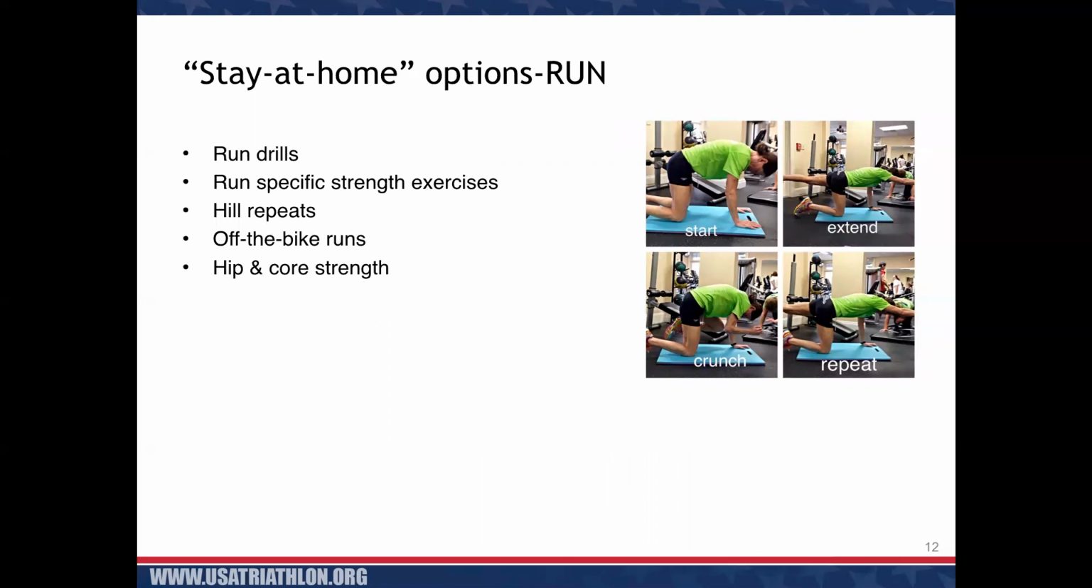Running is probably the easiest of the three disciplines to do at home. Again, I mentioned run drills. That's the workout that I'm going to highlight at the end of this presentation. You can incorporate them as a standalone session, maybe during a recovery run. You can build them in at the beginning of a hill session to warm up. Often I like to do them at the end of a session and focus on holding form under fatigue. And that's what triathlon's all about.